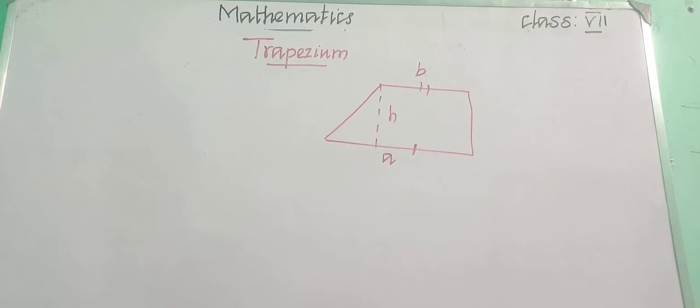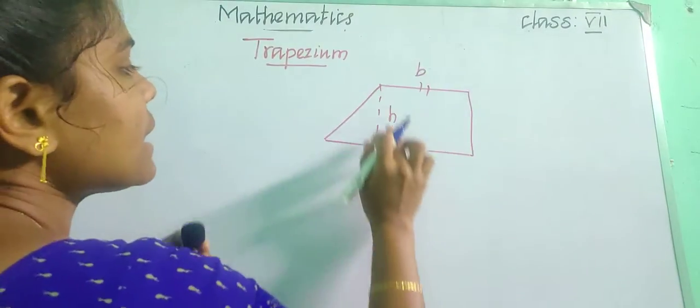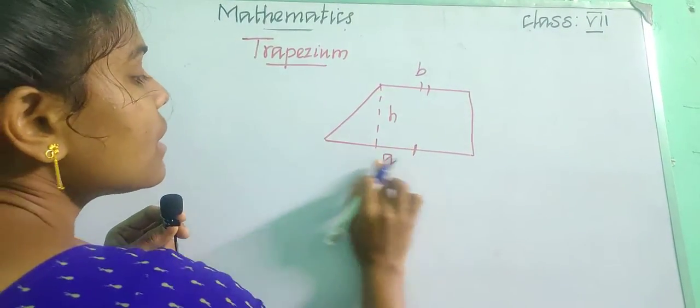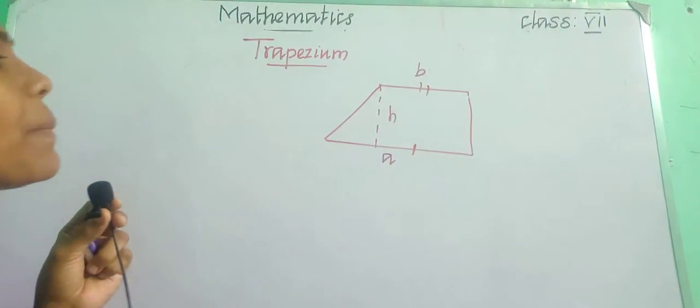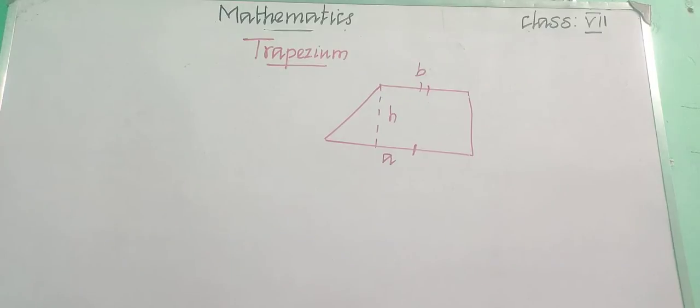Children, can you all understand? The distance between these two parallel lines is called H. The longest line in the parallel lines is called A, and the shortest line in the parallel lines is called B. Children, so this is the trapezium.